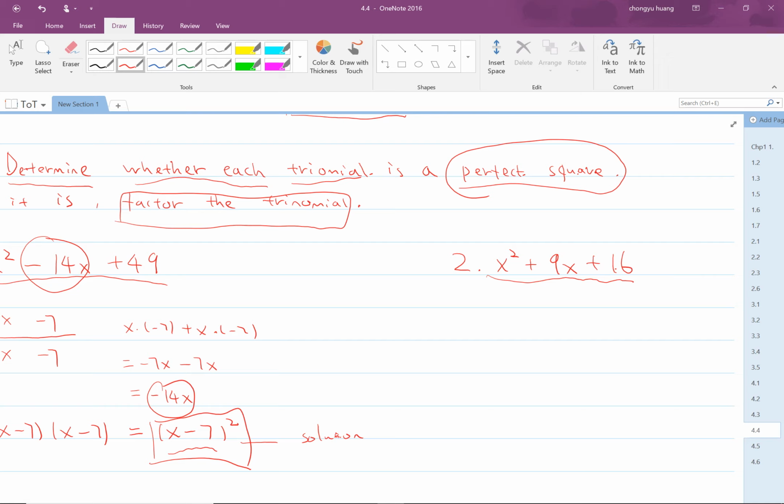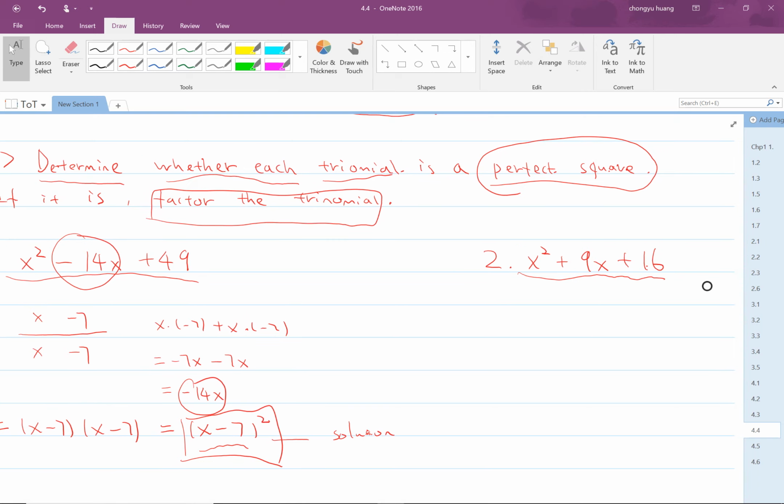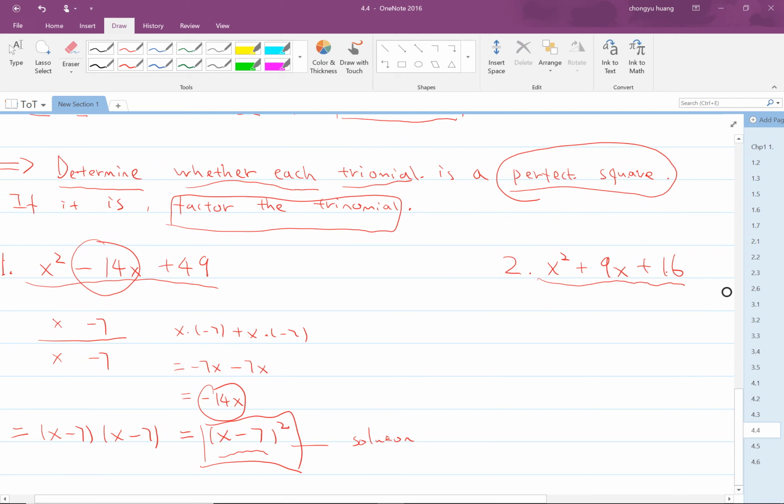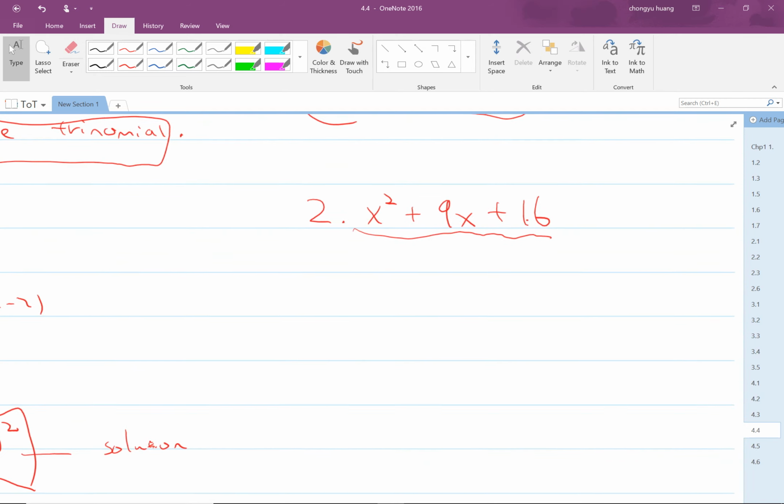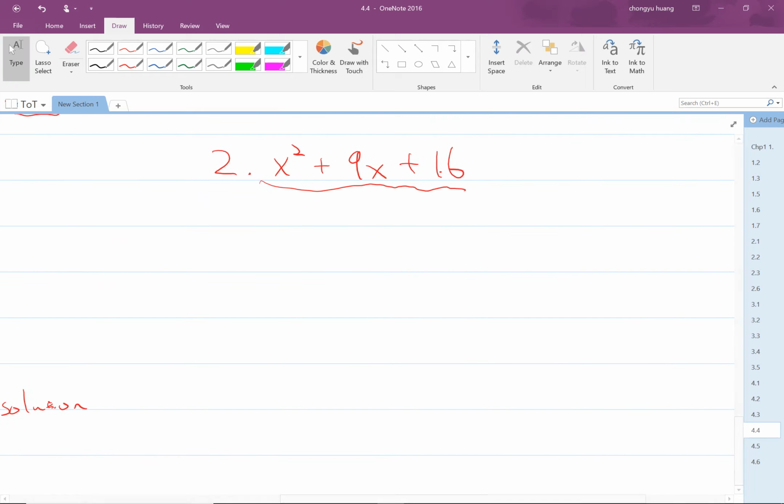So let me tell you one of the properties. We're going to recall some properties to help you understand a little better. I think we're just going to zoom in a little bit. So recall.